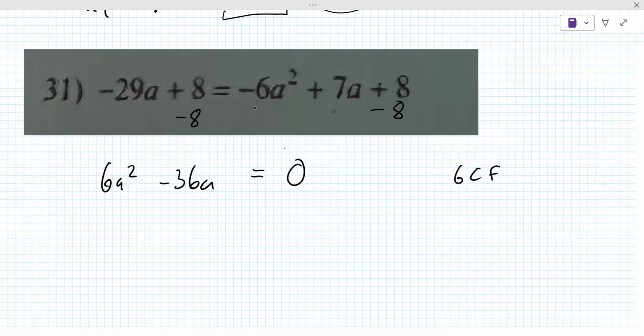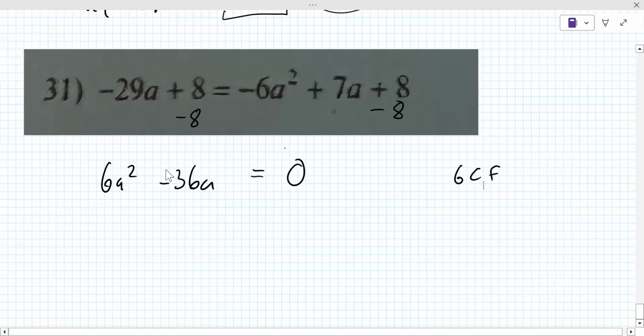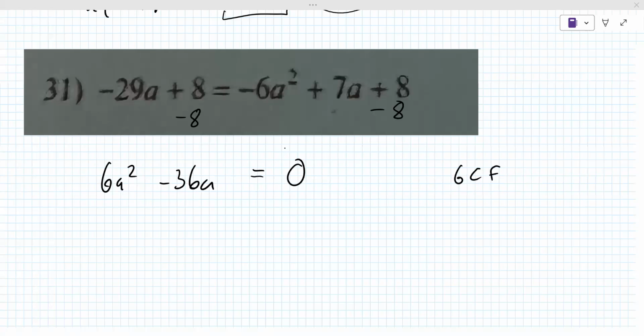This is a GCF. Whenever you see all terms with a variable, it's a GCF. So 6a, and I can factor that: 6a times (a minus 6). Good, and then equals 0. Oh, that's it? No, set them both equal to 0. So a equals 0 and then a equals 6. You got it.